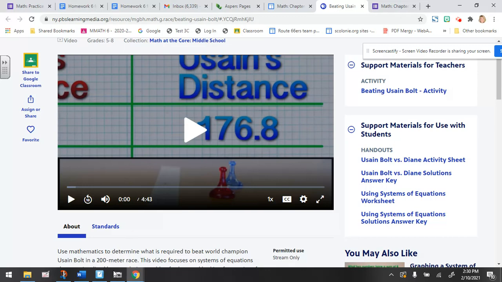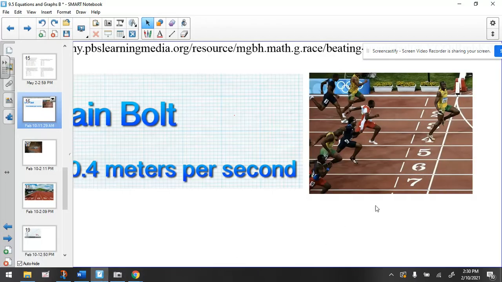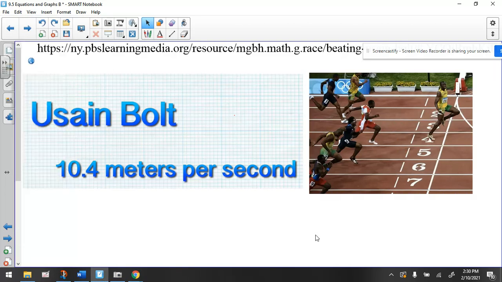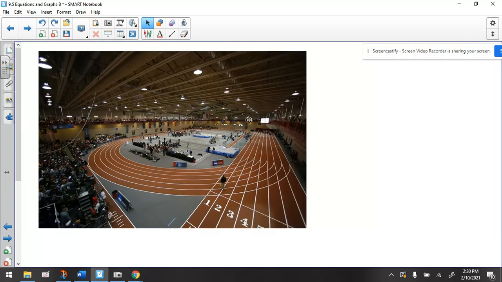But you might be wondering, who is Usain Bolt? So I'm going to tell you. He's actually a very well-known runner. In fact, he's one of the fastest runners that has ever existed. And he can do about 10.4 meters in 1 second. So what race is he well known for? I think he's well known for the 200-meter race. So 200-meter race, I think it's a couple laps around the track.